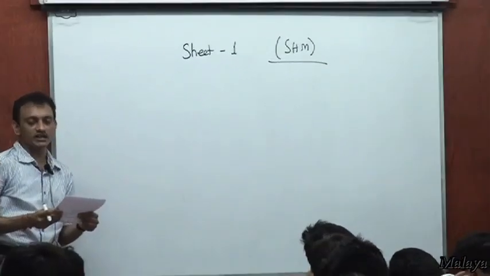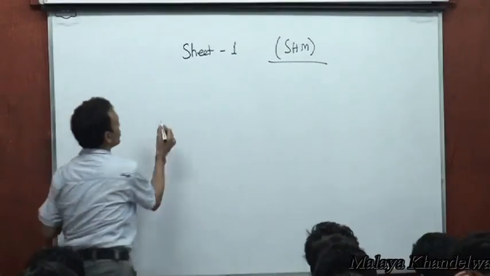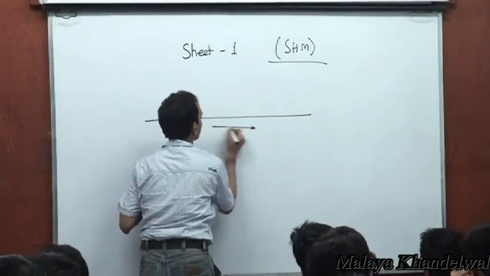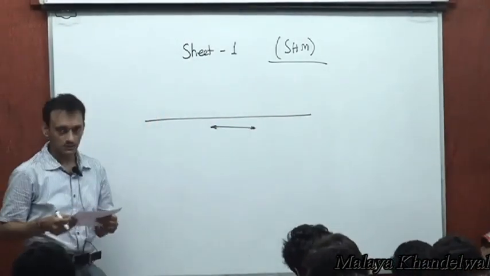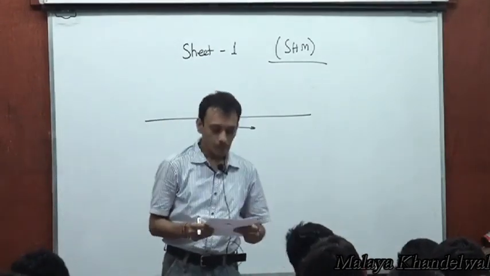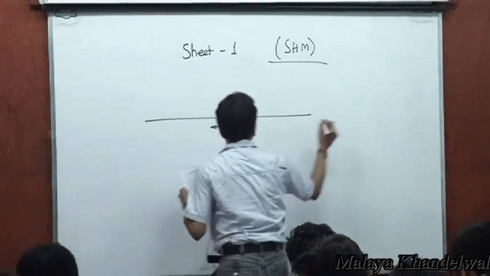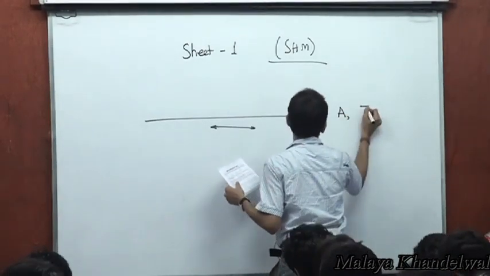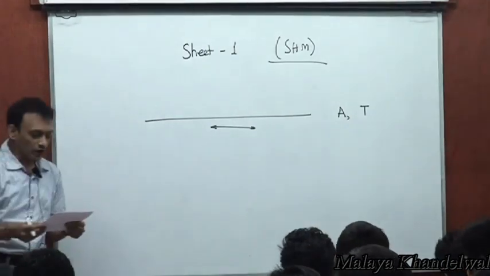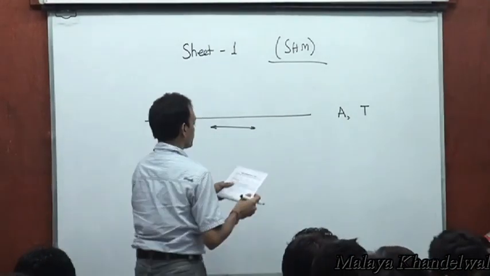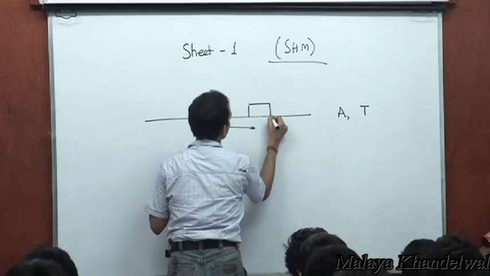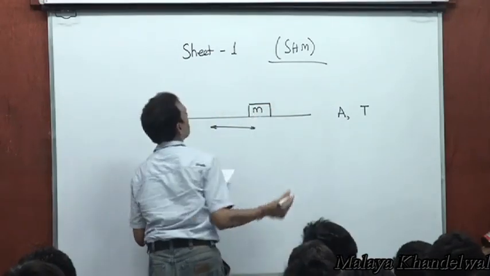A horizontal disk is oscillating in its own plane horizontally. This is a disk oscillating this way, with amplitude A and time period t. A body is placed on the disk and is about to slip on it.